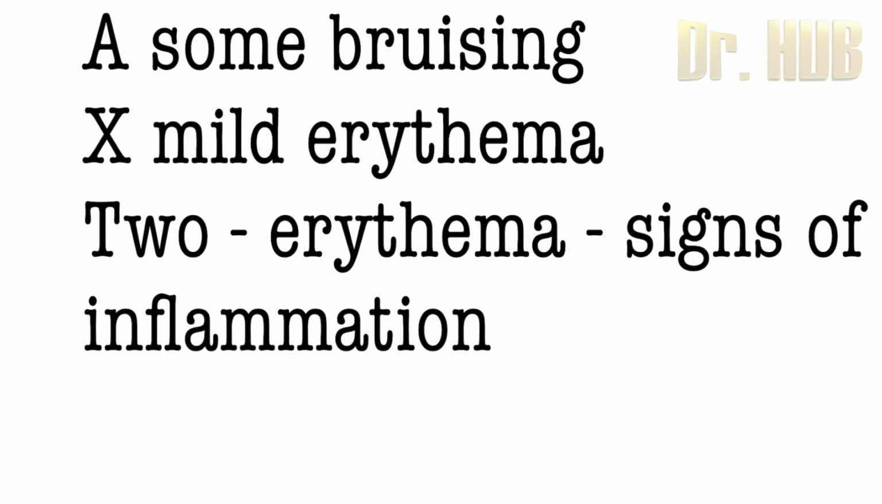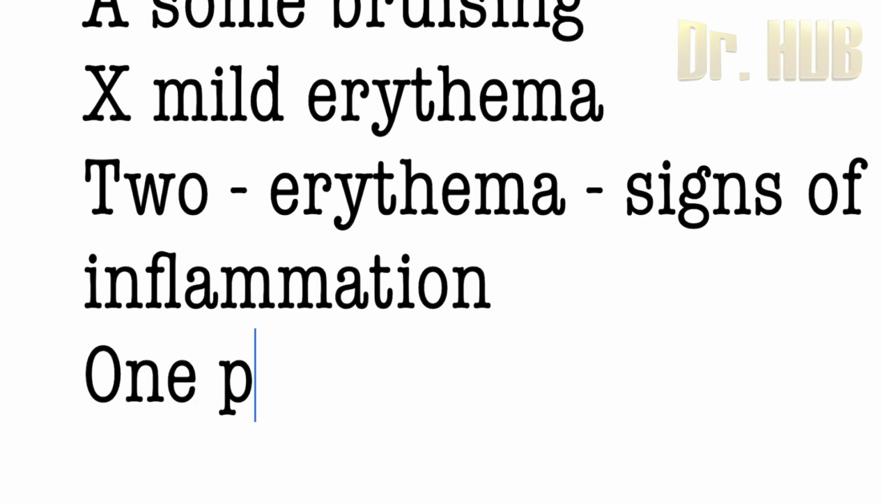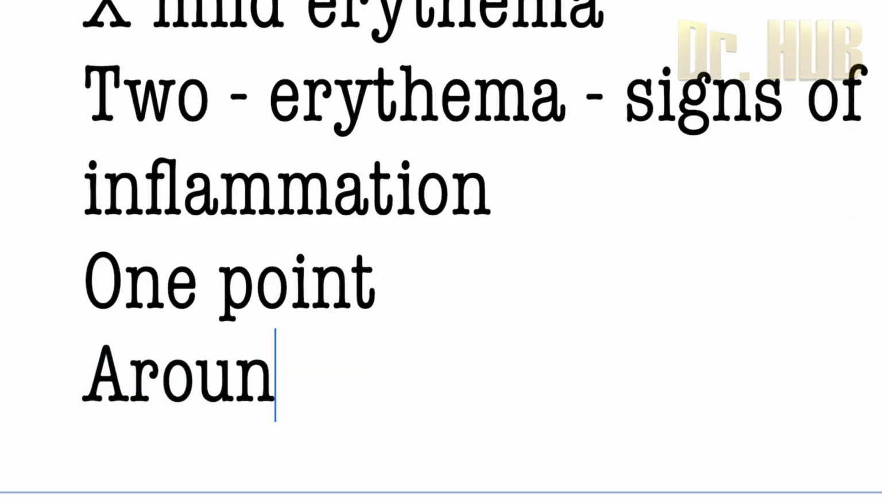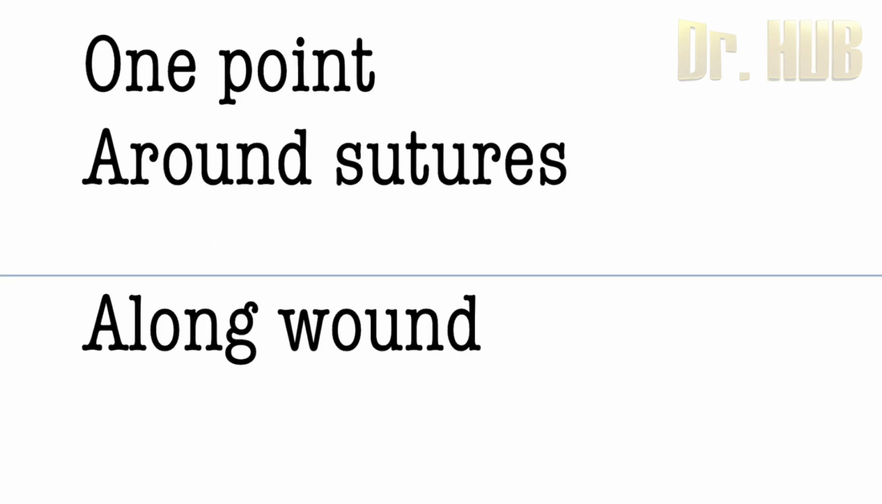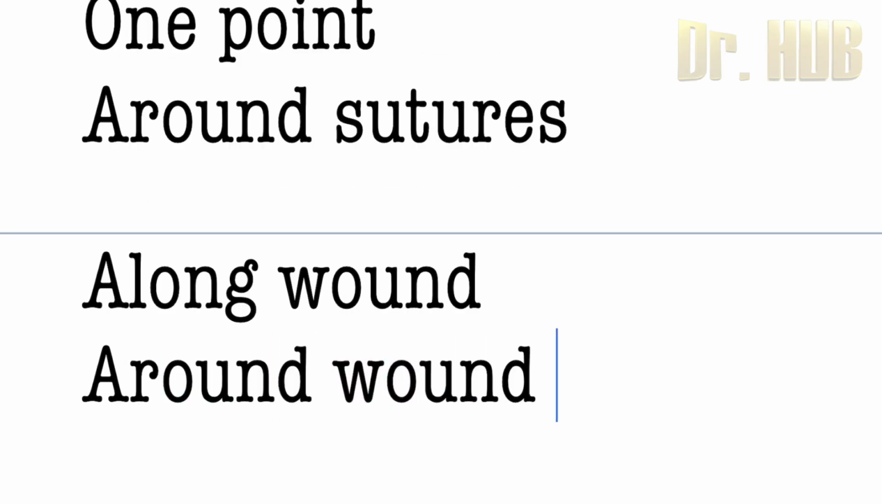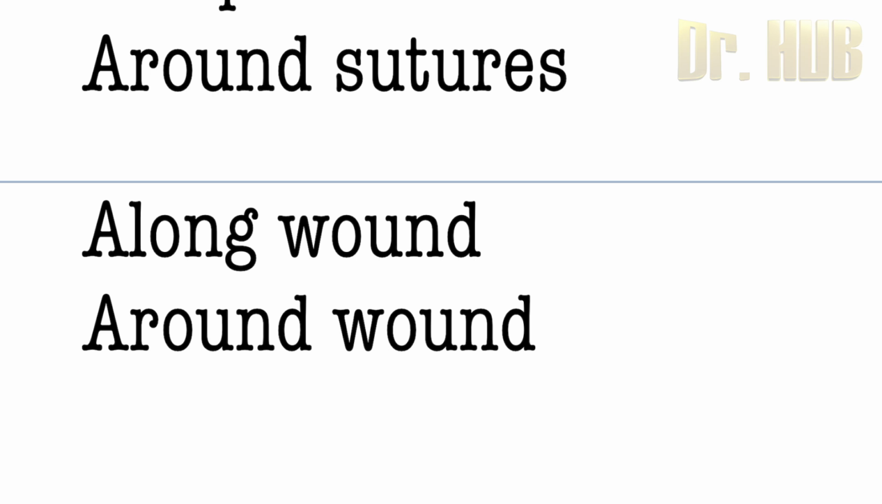So what are the subtypes? The subtypes include A, B, C, D. A stands for at one point, and B stands for around the sutures. C stands for along the wound and D for around the wound. So at the point, around the sutures, along the wound as well as around the wound.